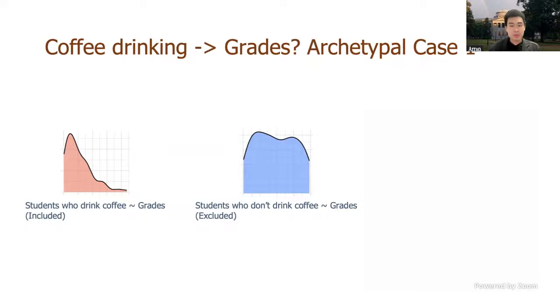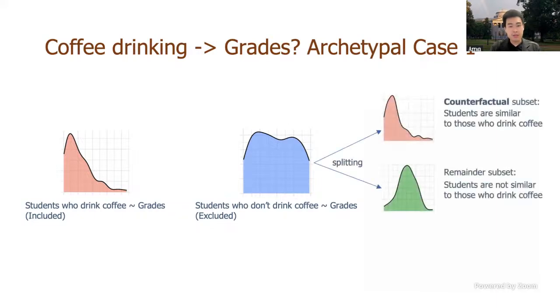To better understand how it works, let's go back to the previous example as our first archetypal case. Similarly, we see a big difference in students' grades between students who drink coffee or not. But if we look at the more detailed subsets, the counterfactual subset here on the right seems to have a similar distribution to the included data subset on the very left side.